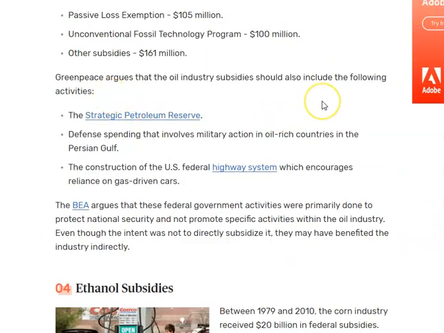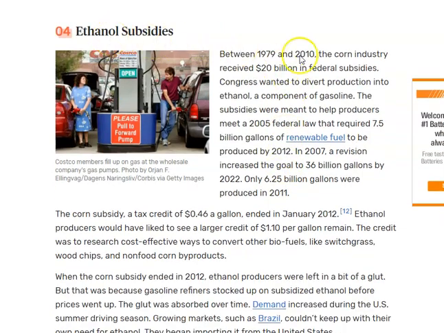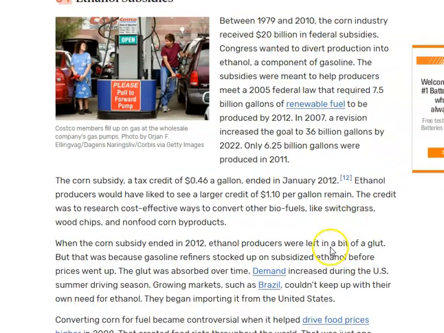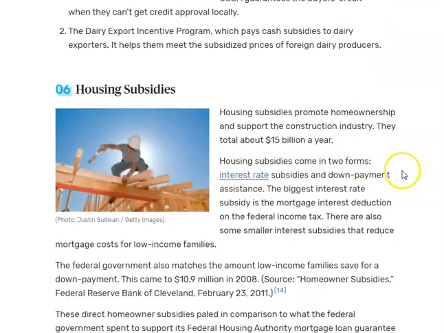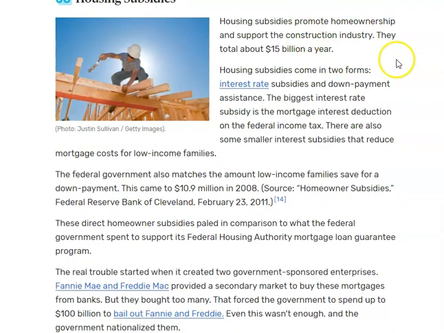Greenpeace argues that the oil industry subsidies should also include the following activities. Okay, we also have ethanol subsidies, gasoline. Housing subsidies, this is a big one. Housing subsidies promote home ownership and support the construction industry. They total about $15 billion a year. Housing subsidies come in 2 forms, interest rate subsidies and down payment assistance. The biggest interest rate subsidy is the mortgage interest deduction on the federal income tax.